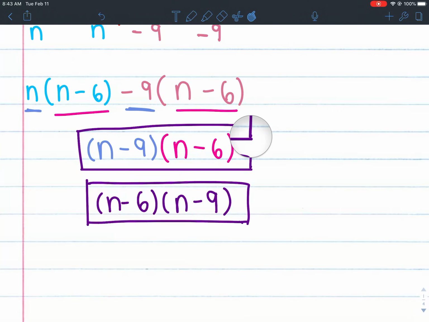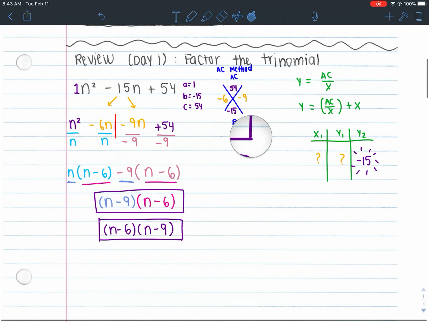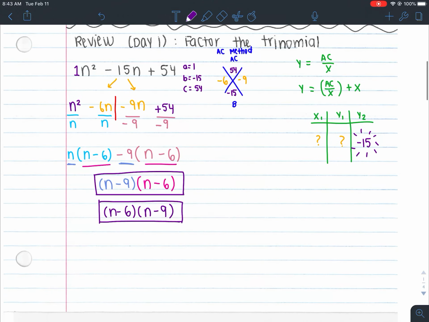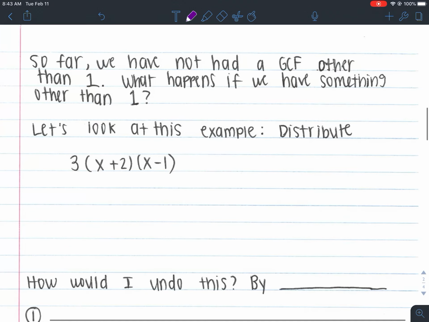Okay, so that's what we did on day 1. We factored by grouping with our 3 terms here for the first time. So again, we went ahead and we did that day 1. So far, when we have looked at all of our trinomials, we have not had a GCF other than 1. Well, what happens if we have something other than 1?